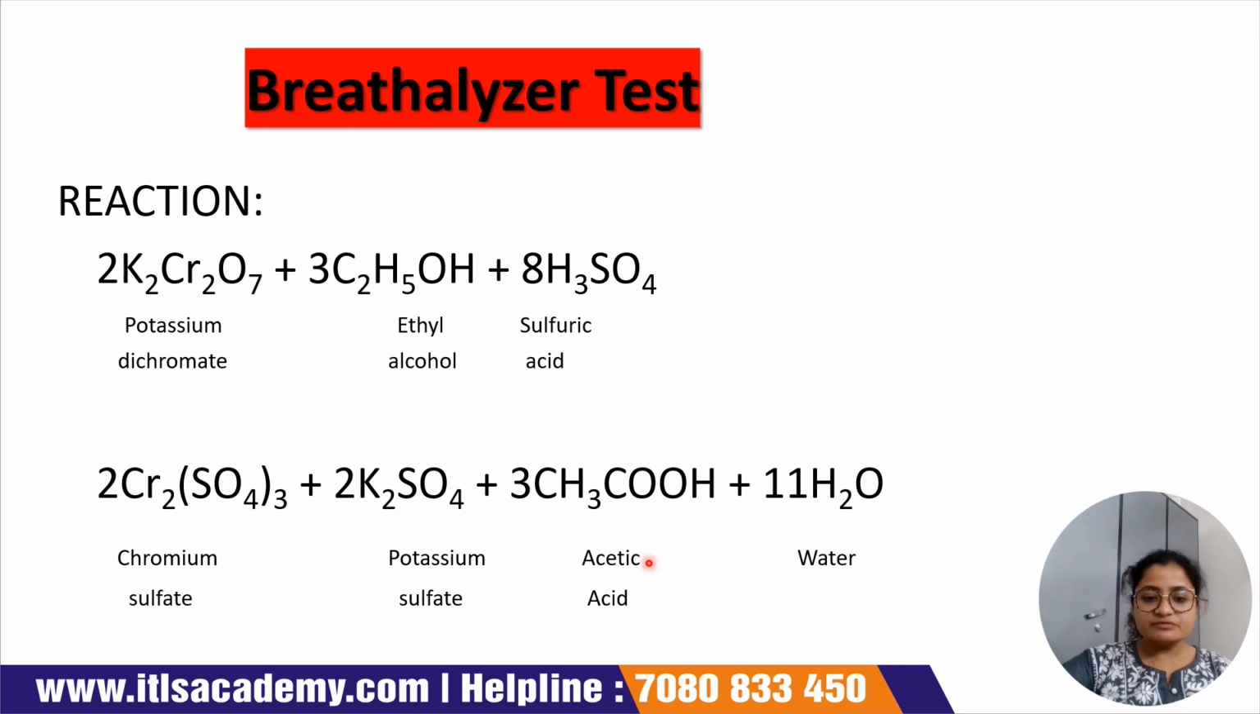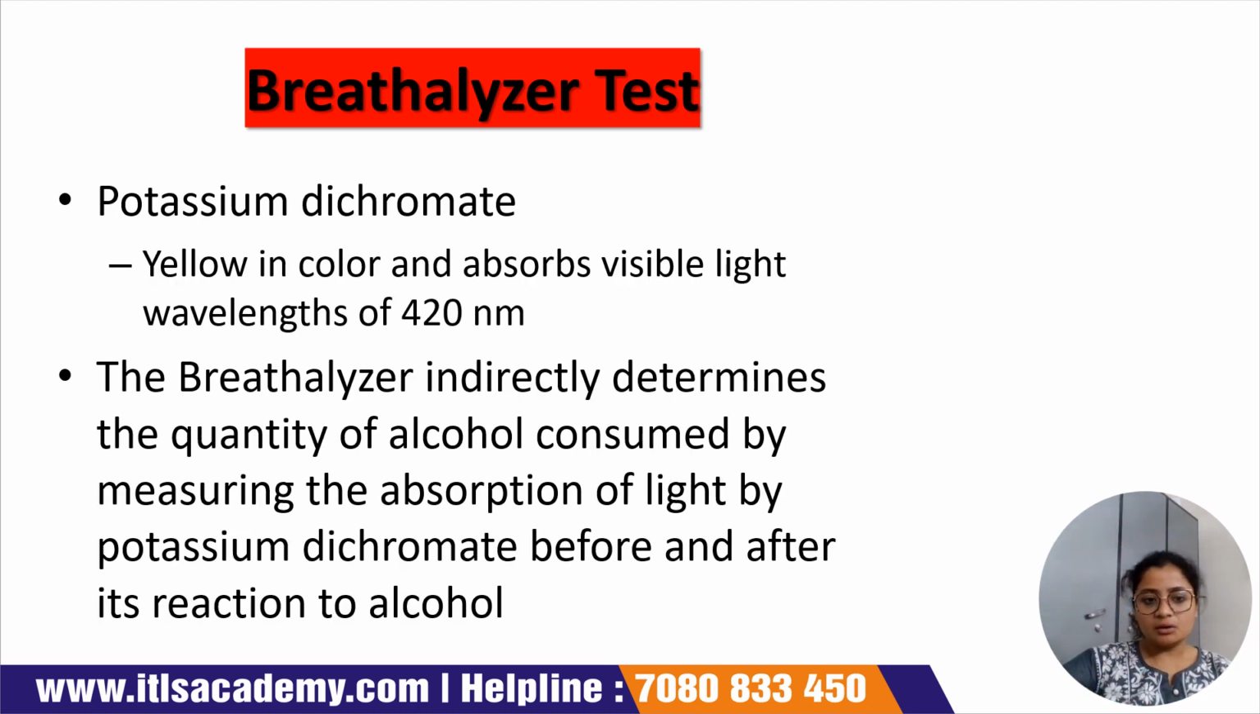So this acetic acid will destroy the potassium dichromate, which will be reflected by light absorption. So that is the basic fundamental. The potassium dichromate is yellow in color and it will absorb visible light of wavelength 420 nanometer. So the spectrophotometer has to be set in the range of 420 nanometer, and then only it will be able to absorb the yellow color which will be produced if the test is positive.